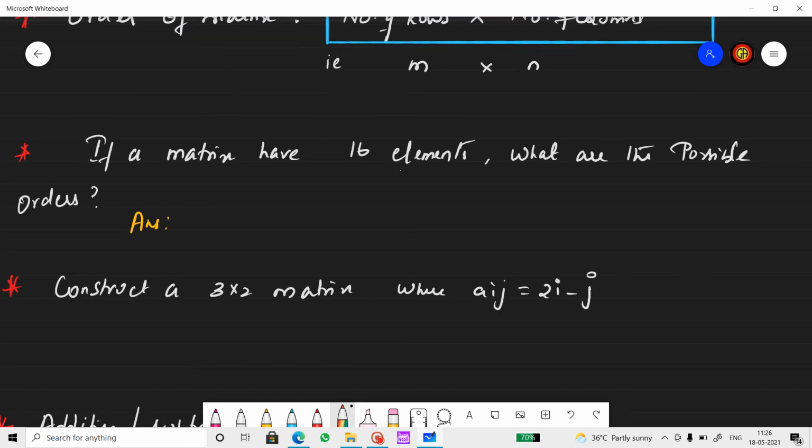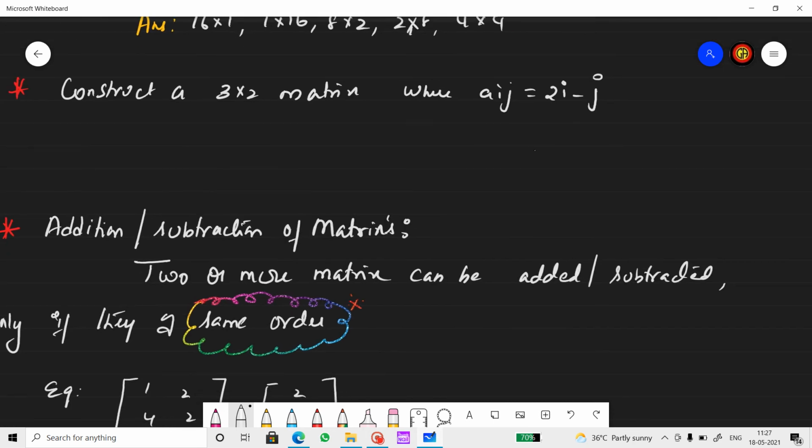If a matrix has 16 elements, what are the possible orders it can have? The possible orders are all the factor pairs of 16: 16 into 1, 1 into 16, 8 into 2, 2 into 8, 4 into 4, isn't it? All these are considered as the order. So that means I can form a matrix with 16 rows and 1 column, 1 row and 16 columns, 8 rows and 2 columns, 2 rows and 8 columns, and so on.